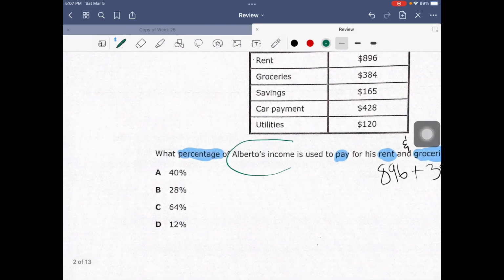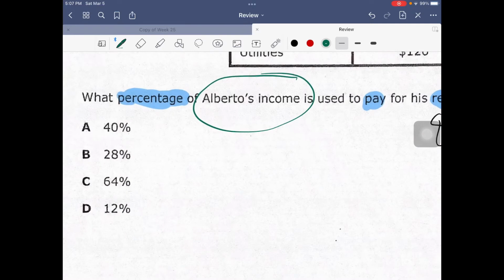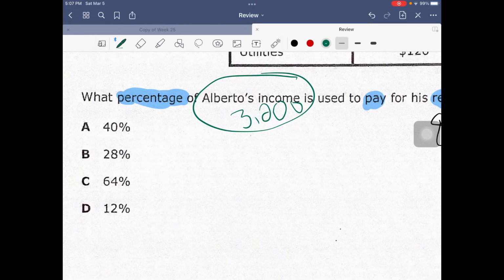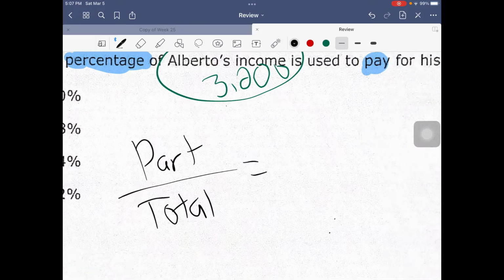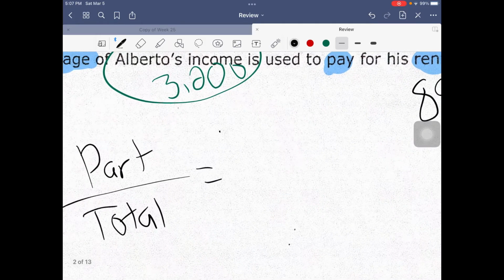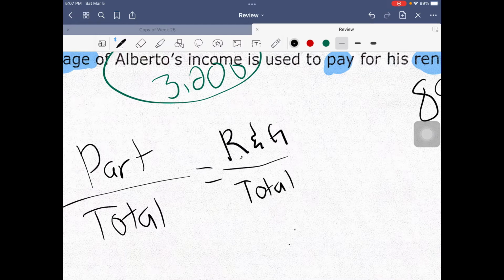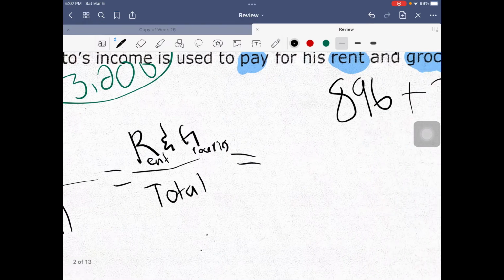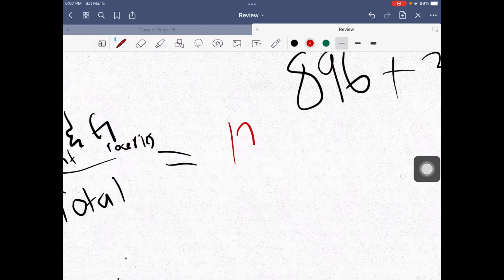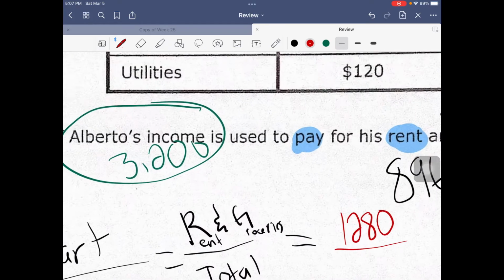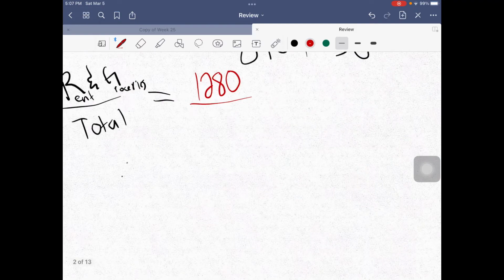What percentage of his income? What is his income? $3,200. So what we're going to do is part over total, the part we're focusing on, over whatever the total is. Now the part we're focusing on is rent and groceries over the total. How much does he pay for rent and groceries again? $1,280 over how much is his income? $3,200. Perfecto.